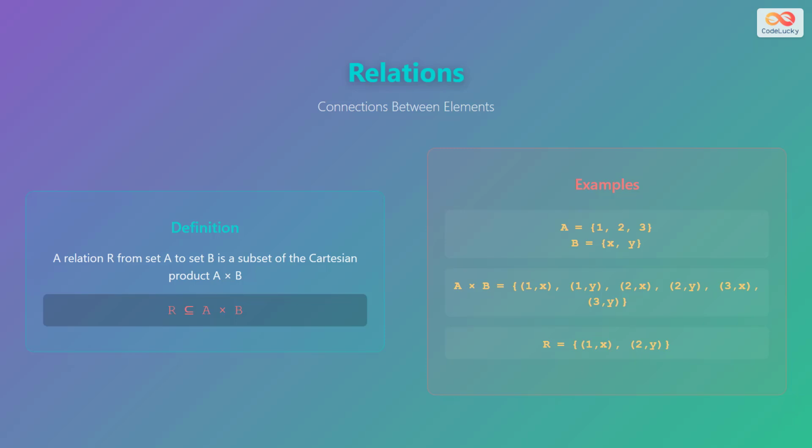For instance, if A equals the set containing 1, 2, and 3, and B equals the set containing X and Y, then A cross B is the set of ordered pairs 1X, 1Y, 2X, 2Y, 3X, and 3Y. A relation R could then be a subset of A cross B, such as the set containing 1X and 2Y.